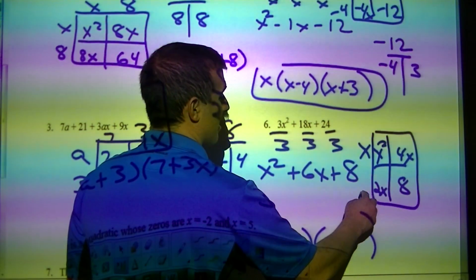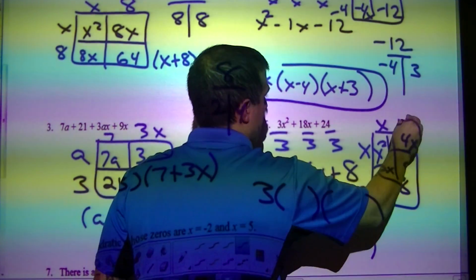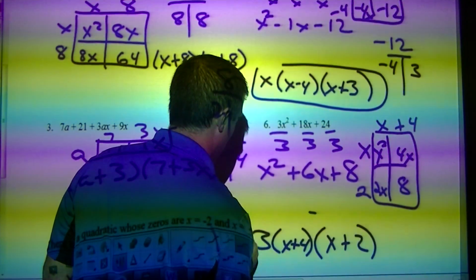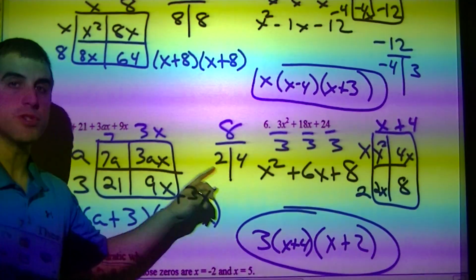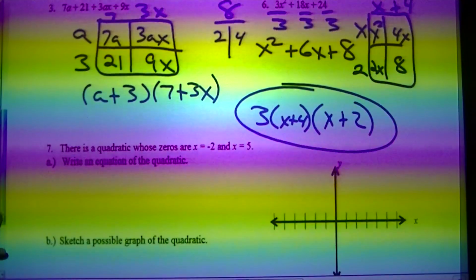Can't take out a letter, but I can take out 2. Take out a letter but no number. Can take out a number. Okay, so that's x plus 4, x plus 2, all right there. Key thing is when you take out that GCF, go down and put it with your answer so you don't forget.